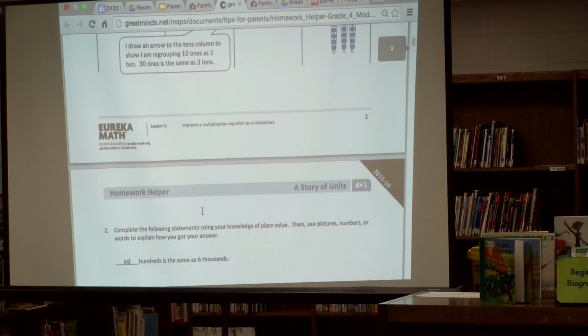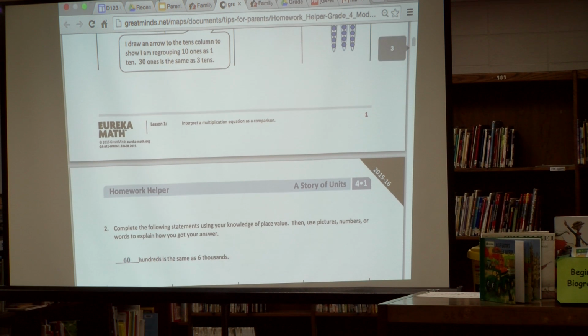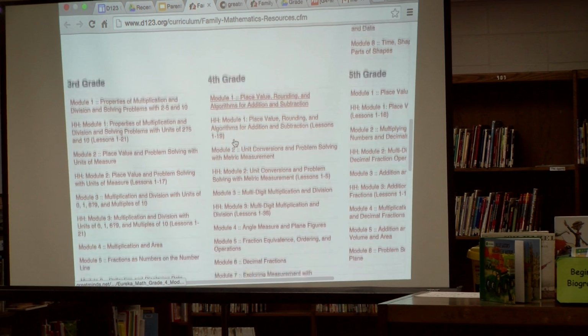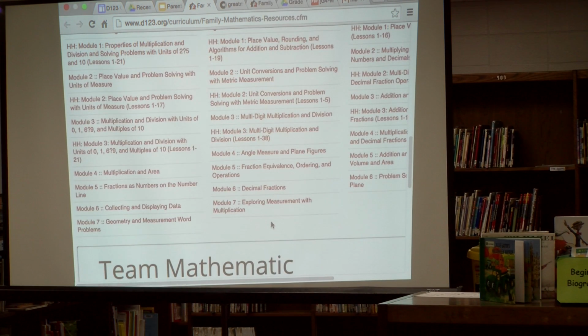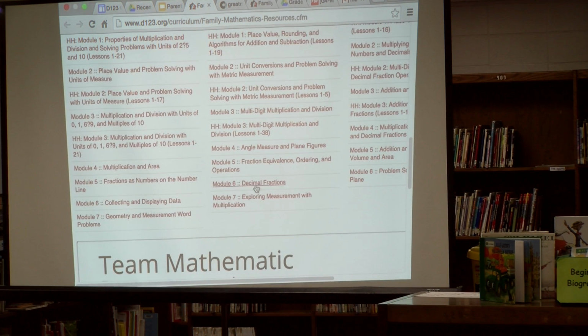So if they can tell you what lesson they're on, and actually on the sheets and the homework sheets that they give, it'll tell you lesson 5, and you just go to that. If I went back to this page, this goes through all of the different lessons and modules. And if you notice, under module 3, there is no homework help yet. It's because Eureka is still creating it. That's how hot off the presses these are. Once they create that, we'll set up that link on there.